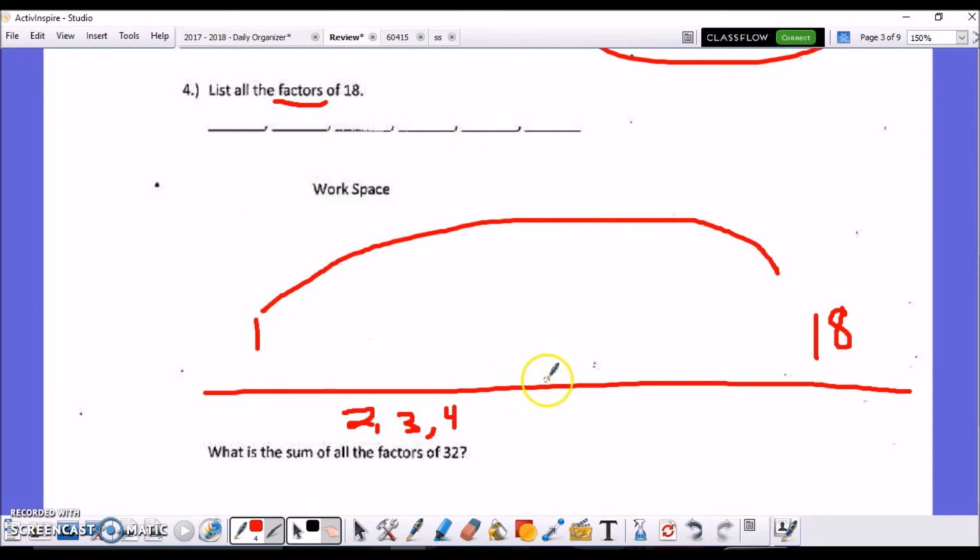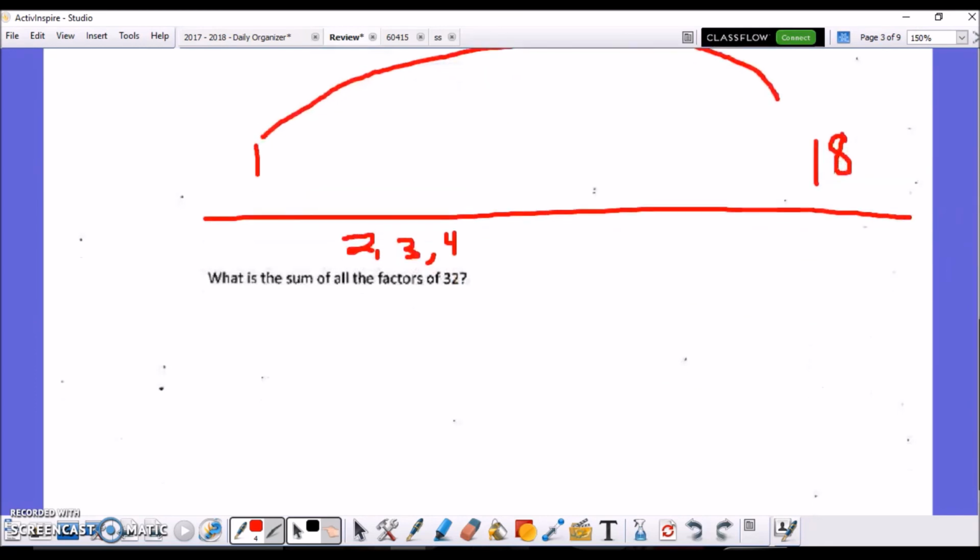This is what your workspace should look like to list the factors of 18. The first 2 factors are 1 and 18. You create the rest of the rainbow to fill the rest in. What is the sum of the factors of 32? There's 2 things you need to do.